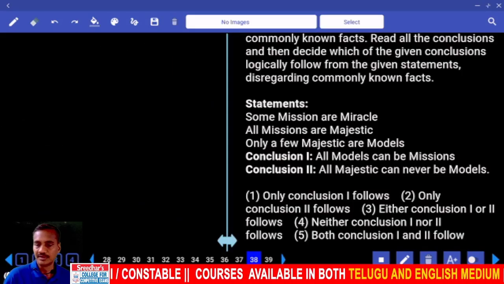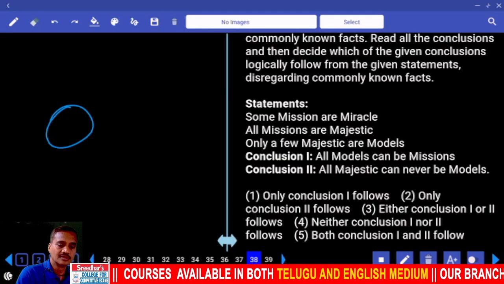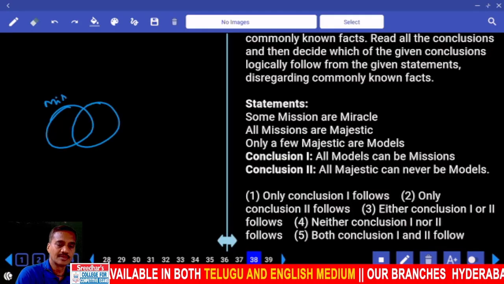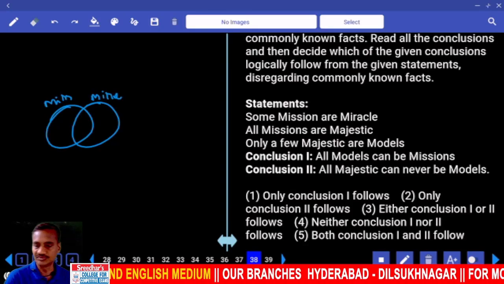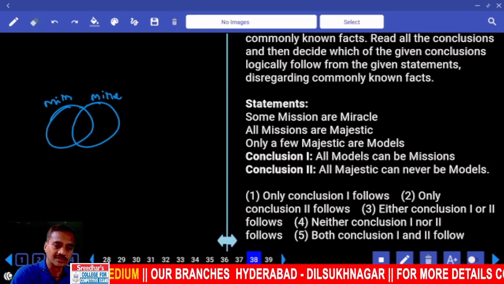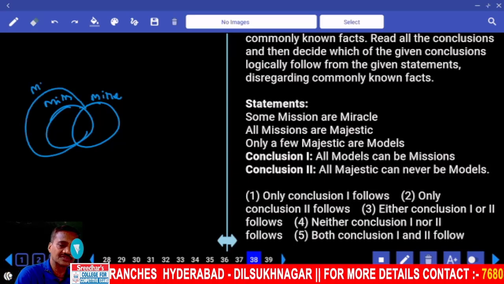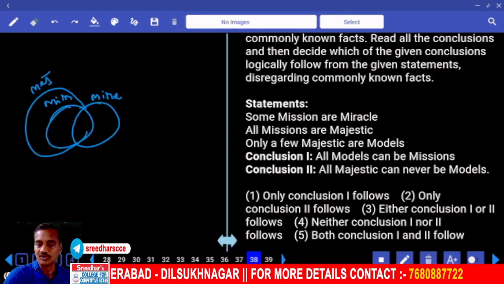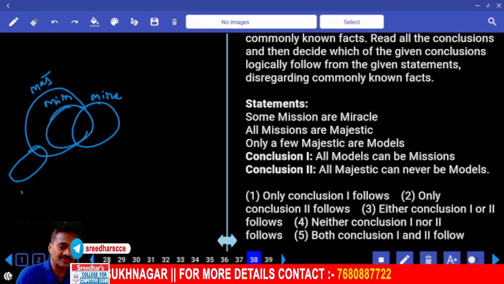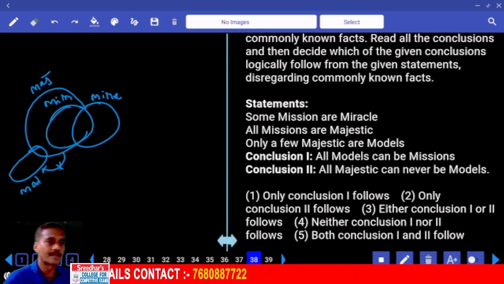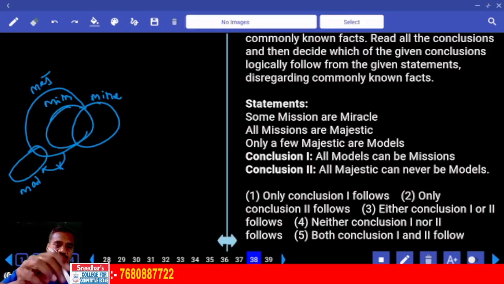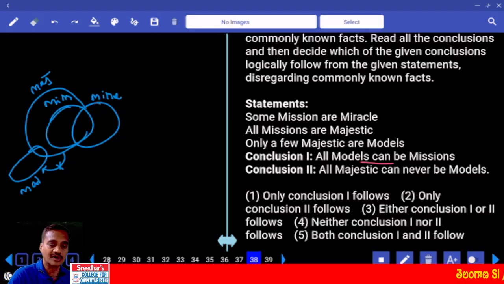Questions 38 to 40. Some missions are a miracle. Next, all missions are majestic. Now, this entire missions is a part of majestic. Only a few majestic are model. Some of the majestic are model, but not all. This entire majestic cannot be a part of model. Then all models can be missions. Can be means a possibility.